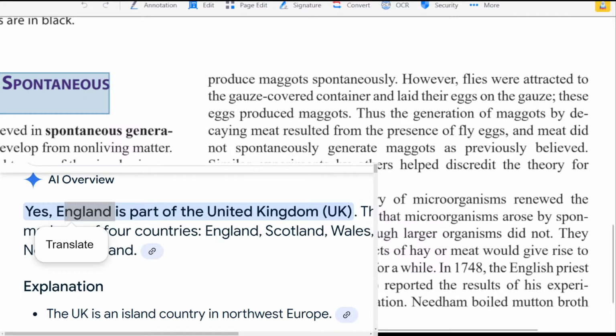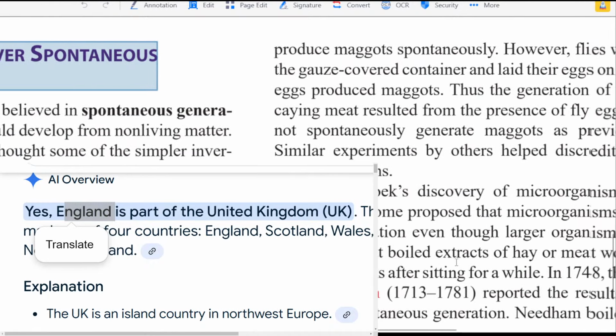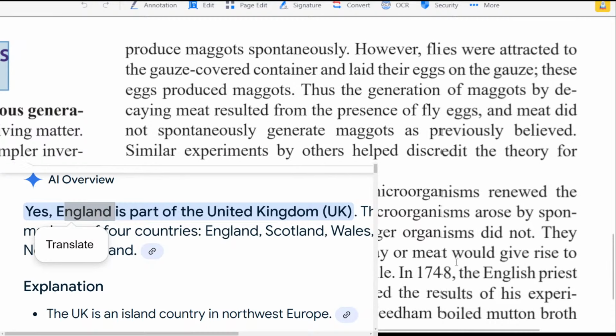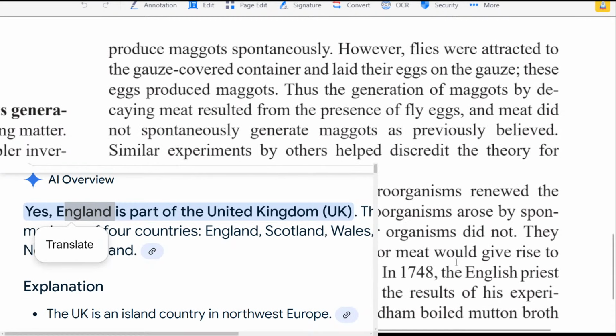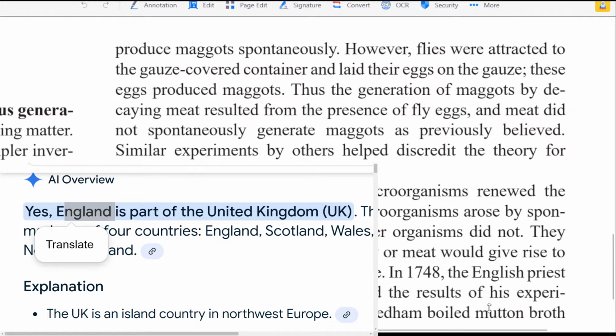So they were almost believing that spontaneous generation was incorrect until Leeuwenhoek discovered microorganisms in the boiled extracts of hay or meat. So what happened next? In 1748, the English priest John Needham, 1713-1781. Okay, this is his lifespan. Wow, he didn't live long, right? 13, 23, 33, 43, 53, 63, 73, 83, almost 70. Wow, he lived a long life. I was wrong. He reported the results of his experiments on spontaneous generation.